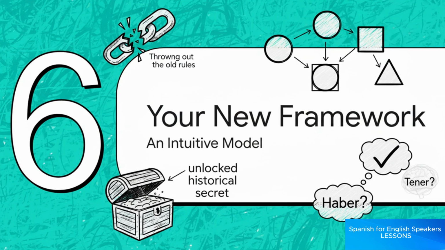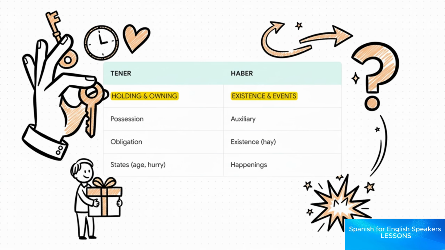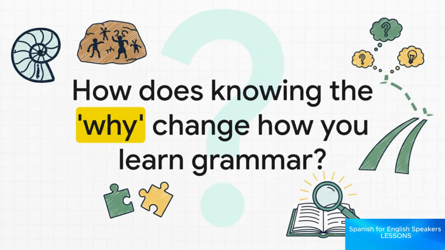So now that we've unlocked that ancient secret, let's toss out the old, confusing way of thinking and build a new framework that actually makes sense, one that's based on the true meaning of these words. So, here's your new mental cheat sheet. On one side, you've got tener. Just think holding and owning. This is your go-to for possession, for personal obligations, for states like being a certain age or being in a hurry. Then on the other side, you've got haber. Think existence and events. This is for helping other verbs, for stating that something exists, and for talking about impersonal things that just happen.